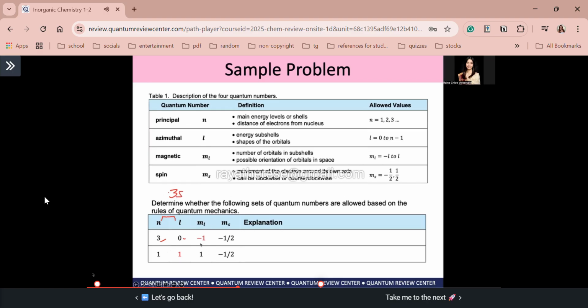The m sub L is equal to negative 1. Oops, mali yan. Why? Because the s orbital, yung m sub L yun, ay 0 lang. Okay? Remember, isa lang yung possible orientation ng s orbital, and that is 0. It cannot be equal to negative 1. So, the first set is not allowed.